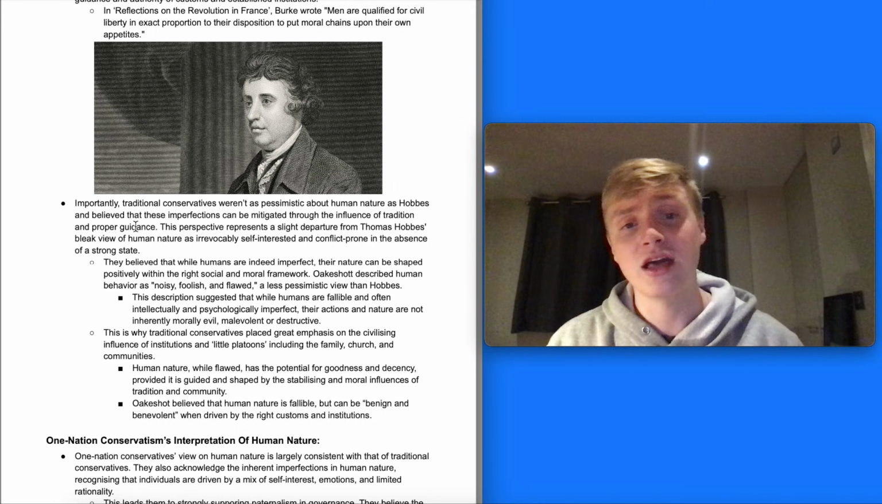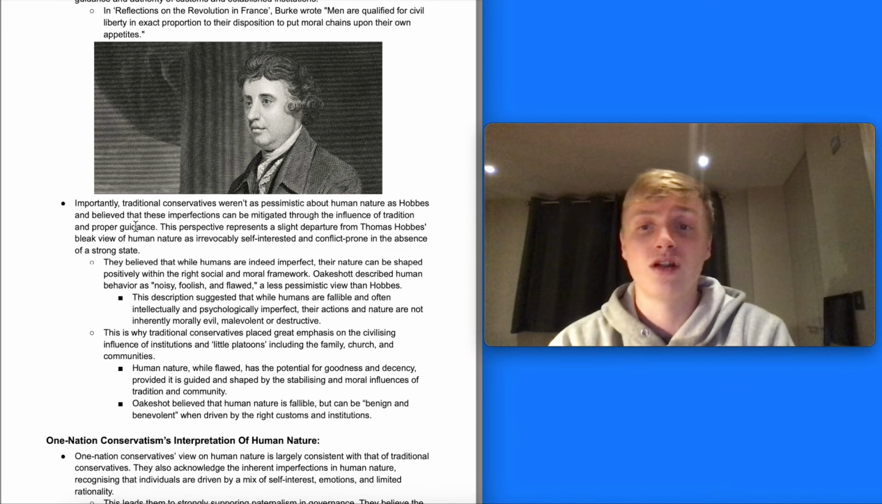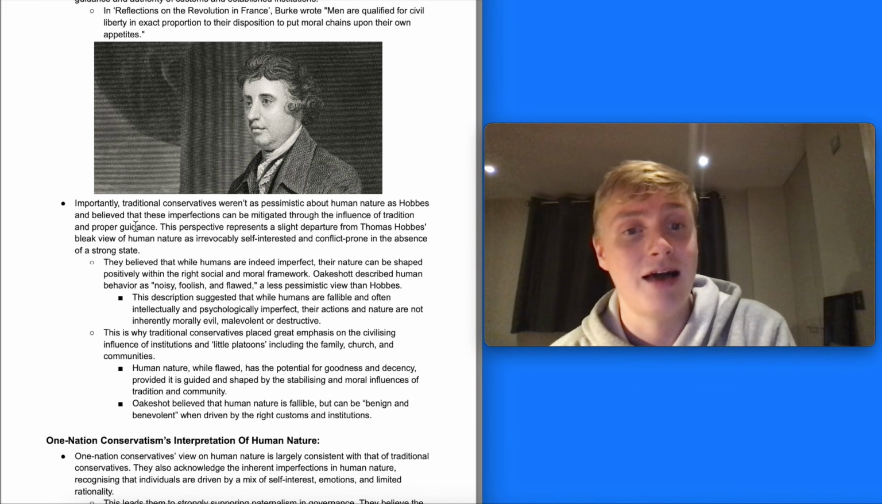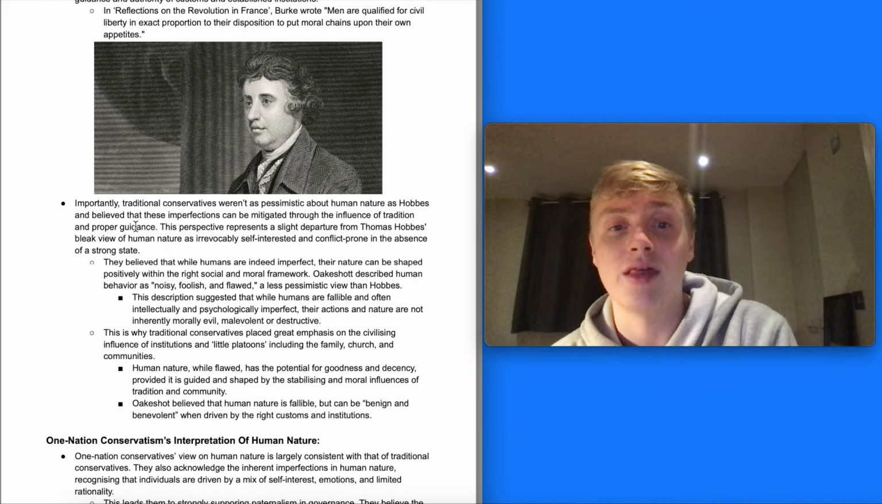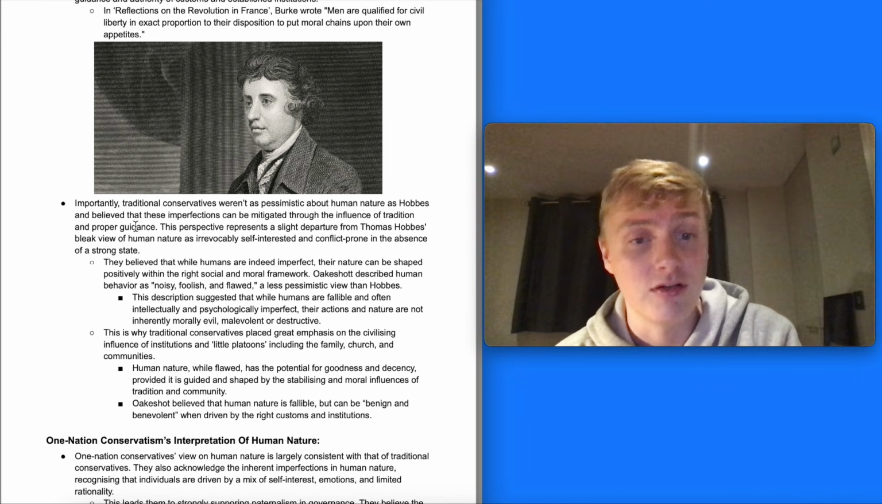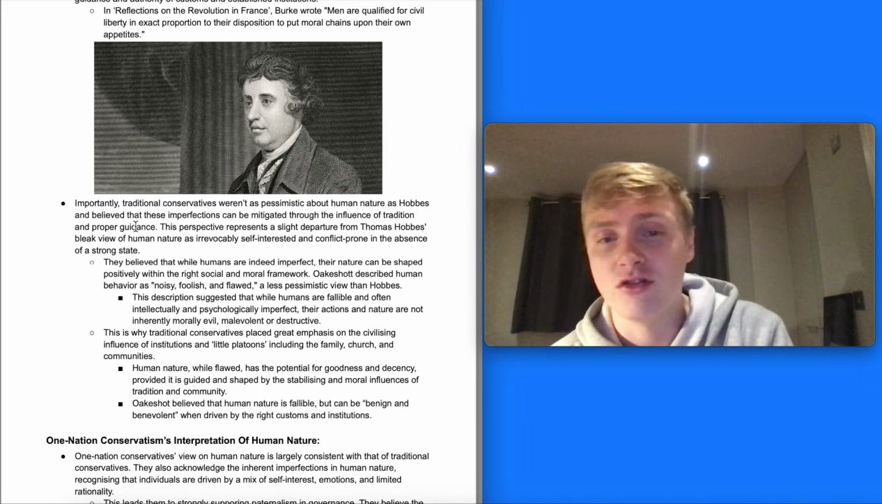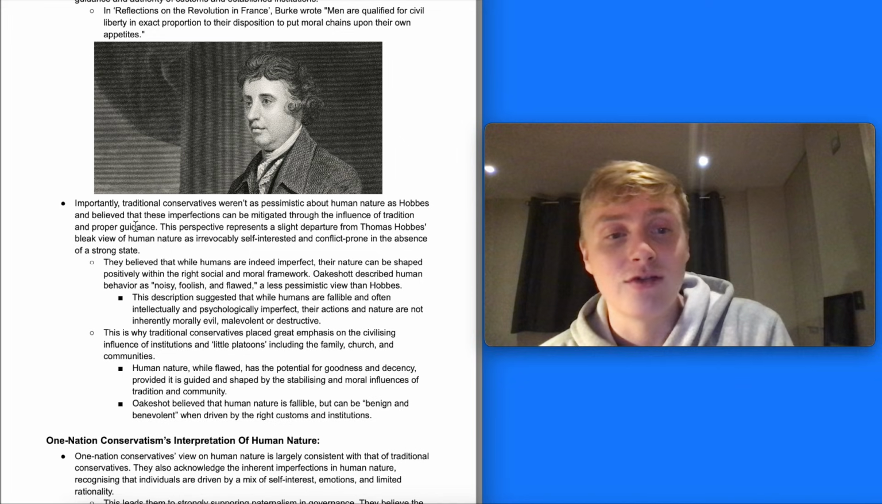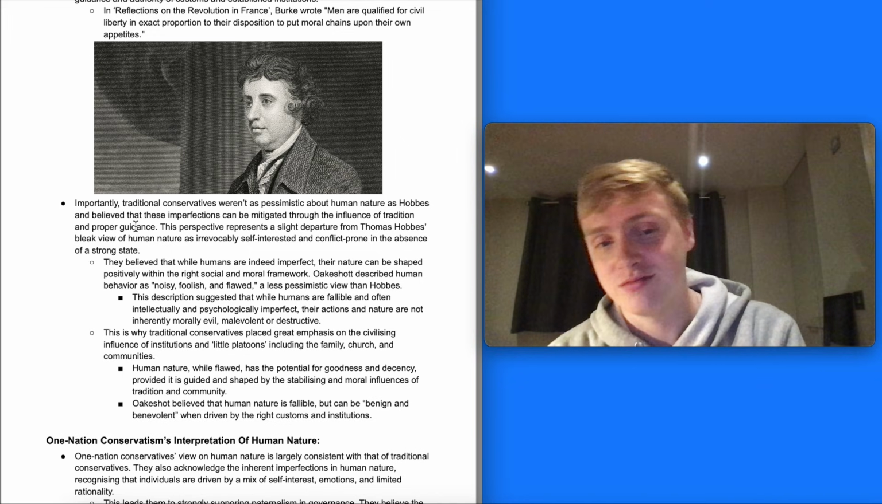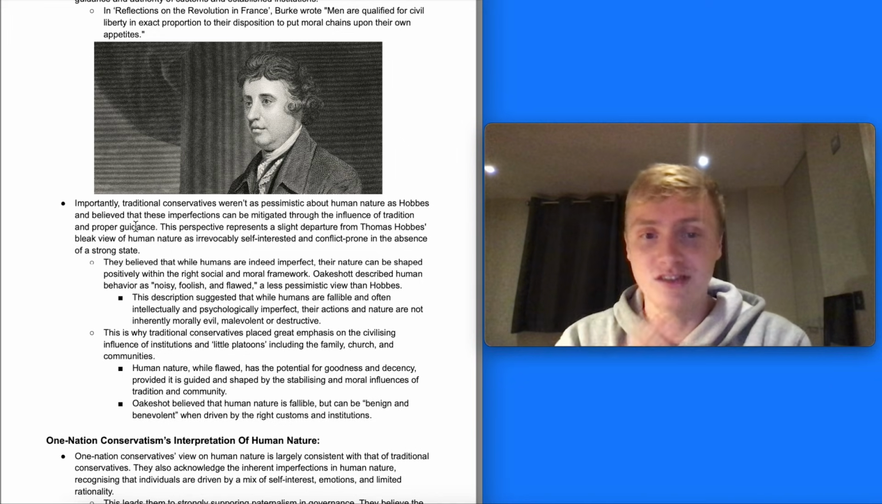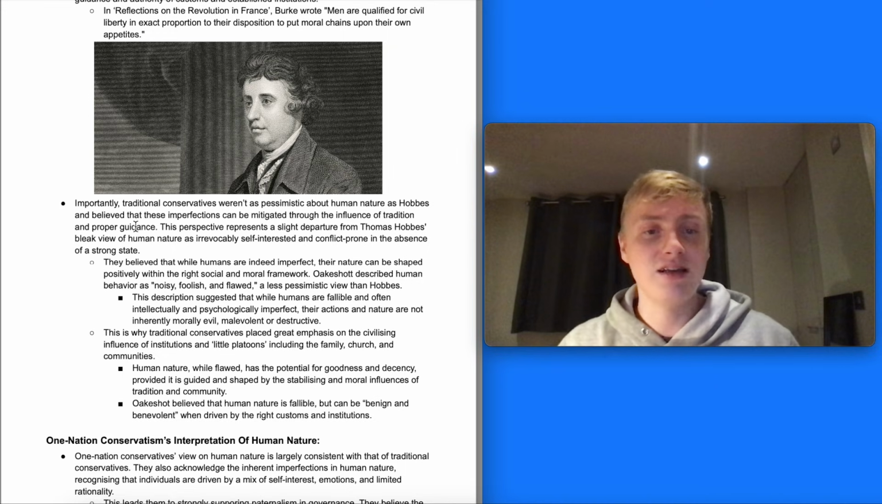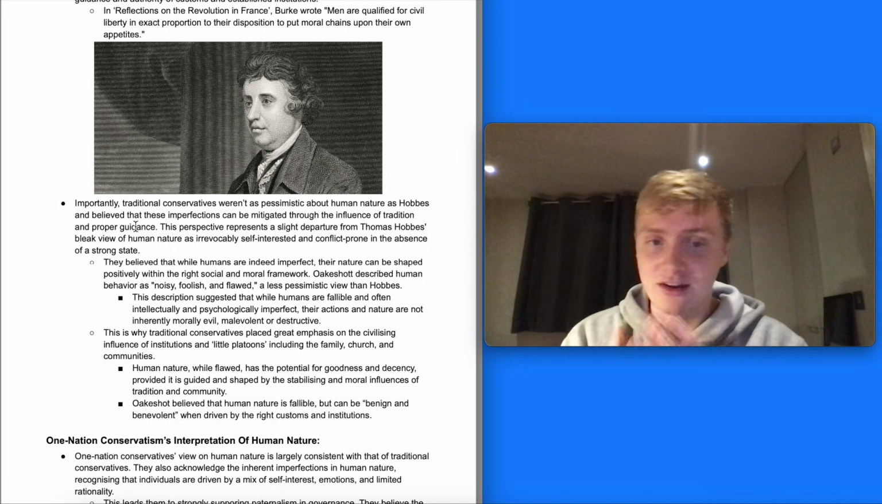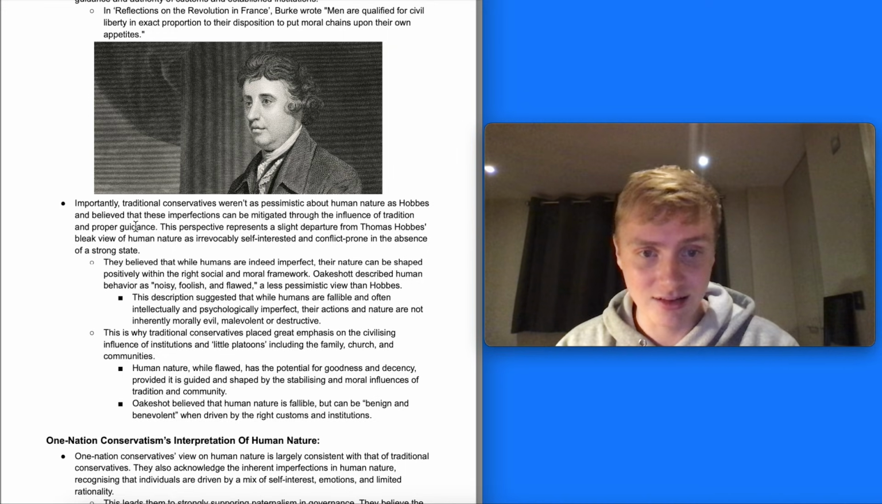So they believe that they can be mitigated through the influence of tradition and proper guidance. And this is crucial with Burke's idea of little platoons, but also Oakeshott described human behaviour as noisy, foolish, and flawed, which is directly going against Hobbes, right, of nasty, brutish, and short. So it's this idea that while humans are fallible and often intellectually and psychologically imperfect, they make mistakes.